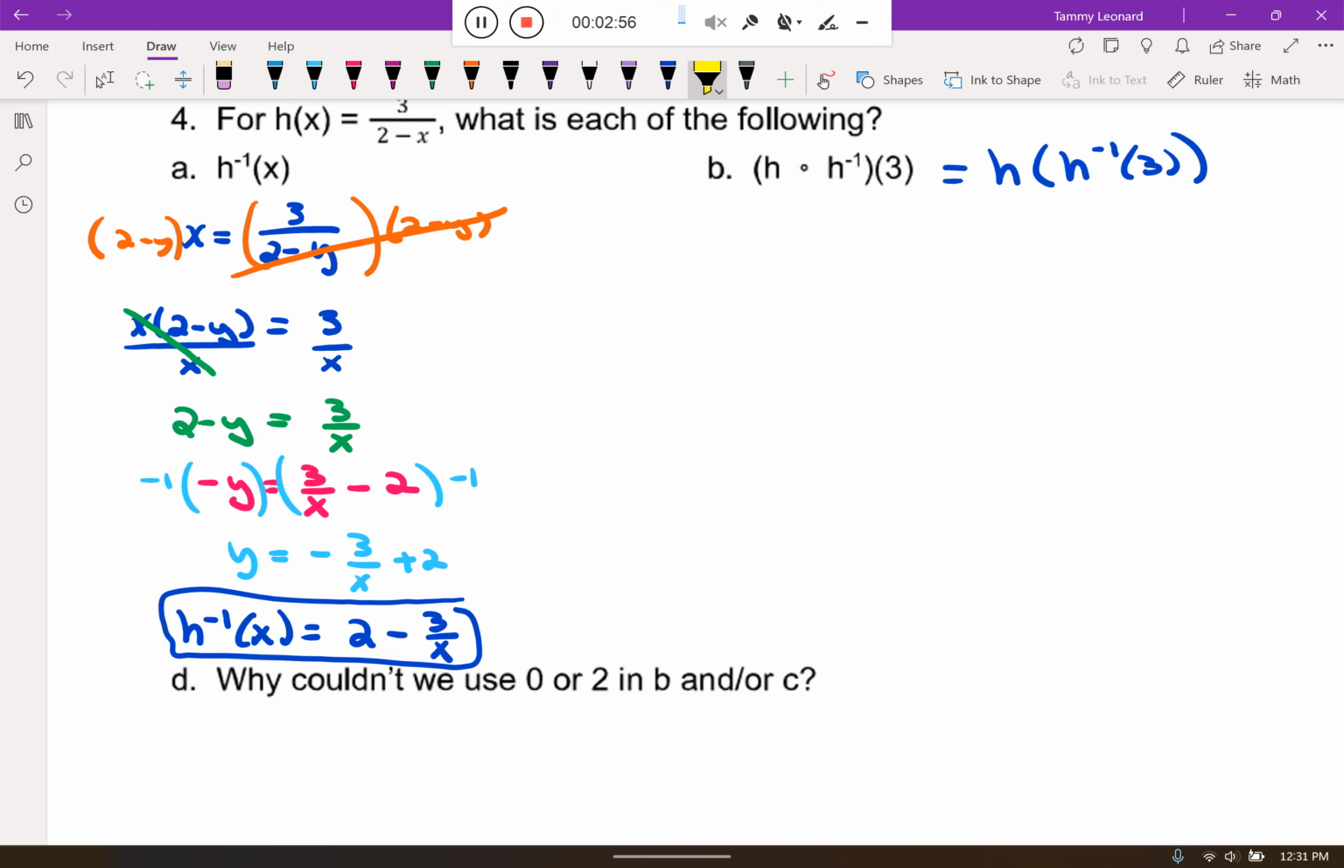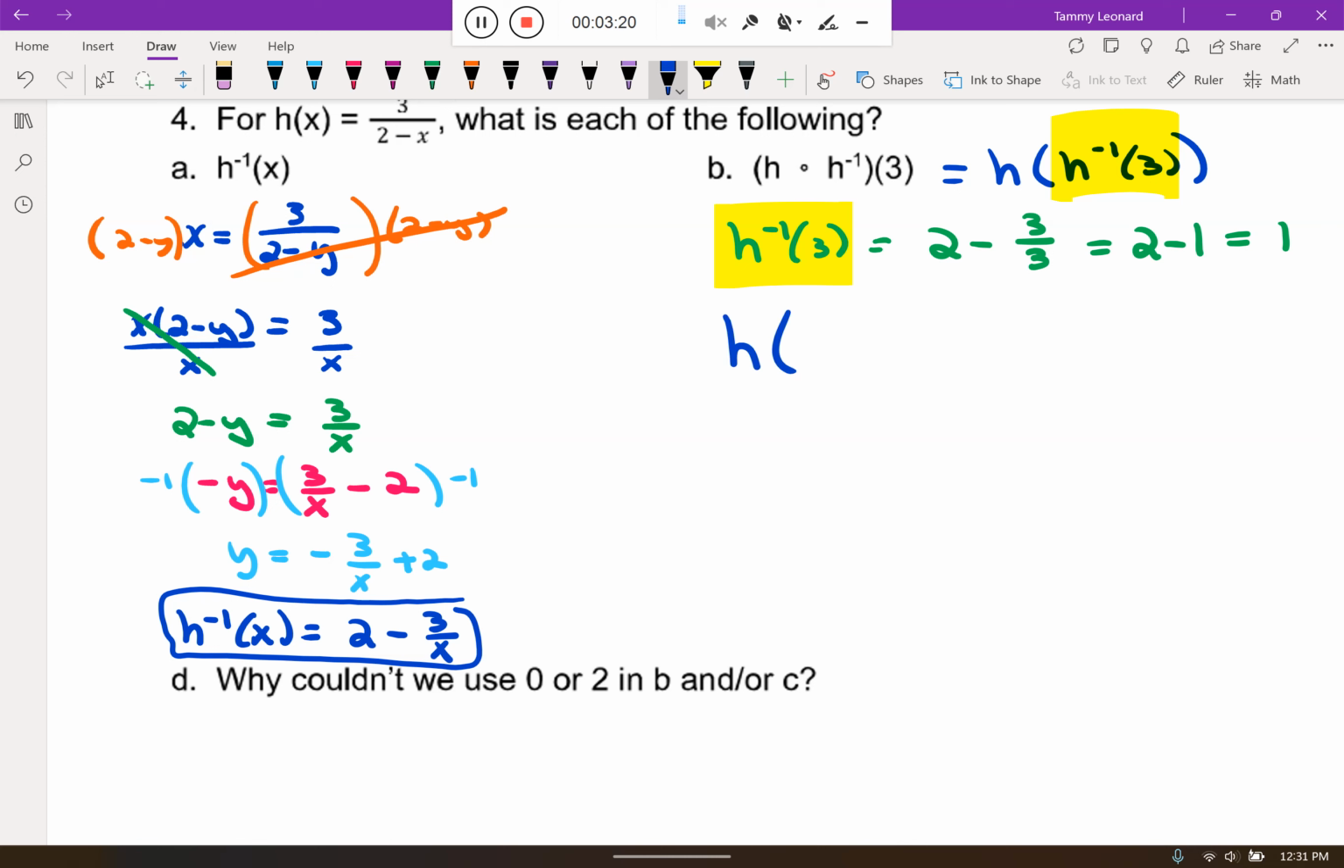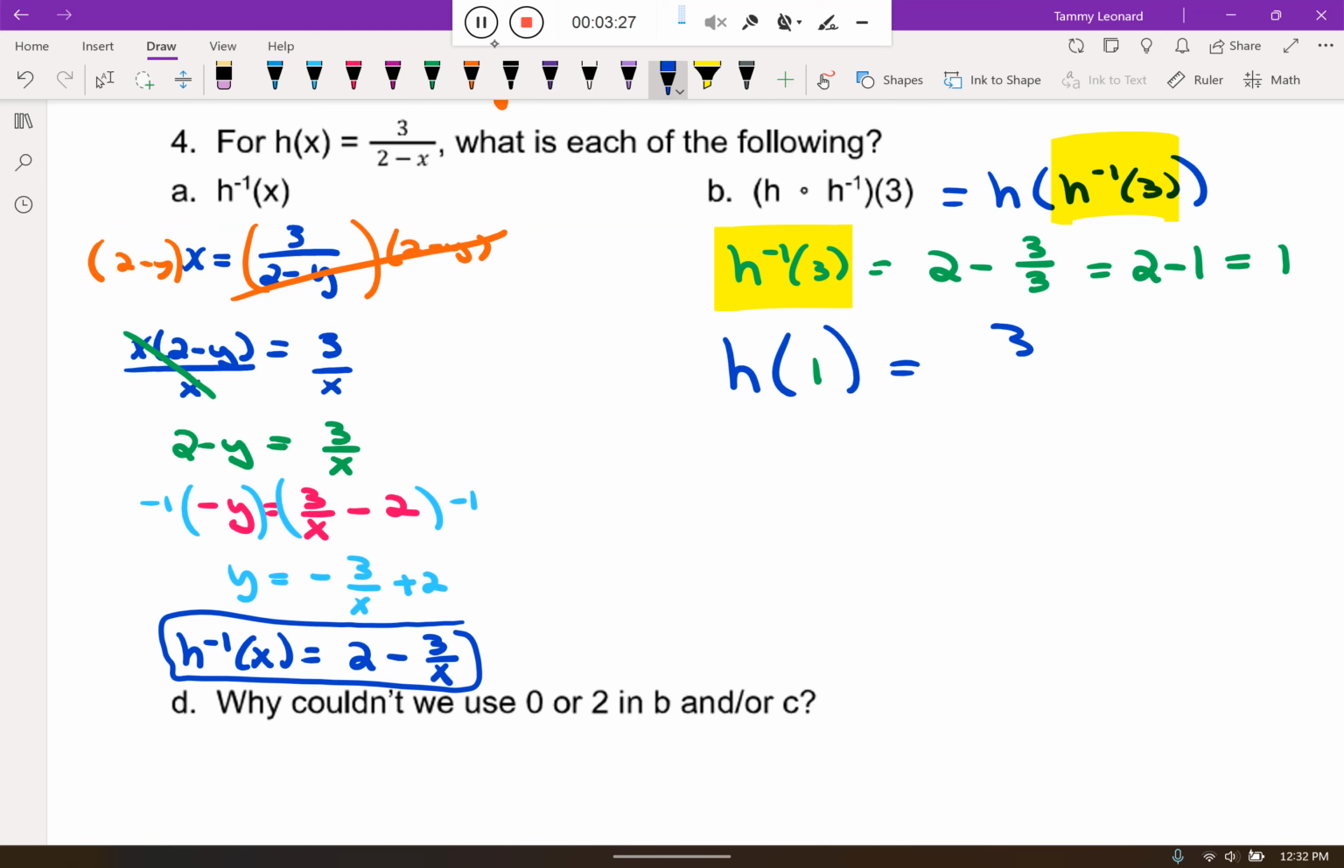H inverse of 3, we're going to get started, tells me to take 3 and put it into h inverse. So that's 2 minus 3 over 3. Well, we know that 3 divided by 3 is 1, and 2 minus 1 is also 1. So h inverse of 3 equals 1. So now I'm ready to do h of that 1 that we just found. Well, going back to the original equation, we have 3 over 2 minus 1. That's 3 over 1, or just 3.